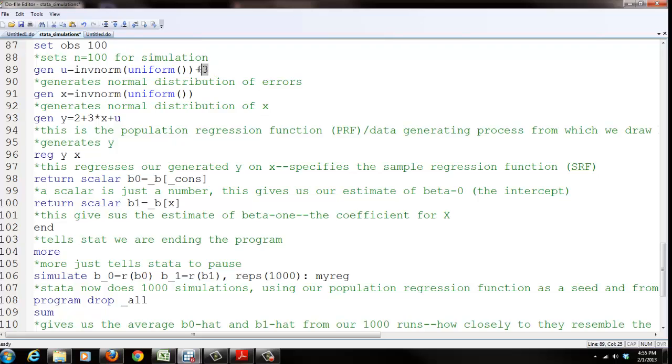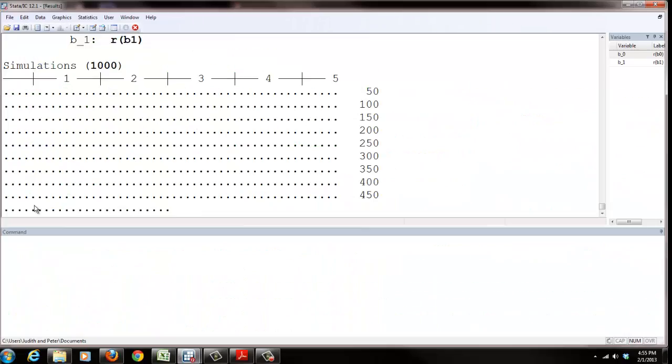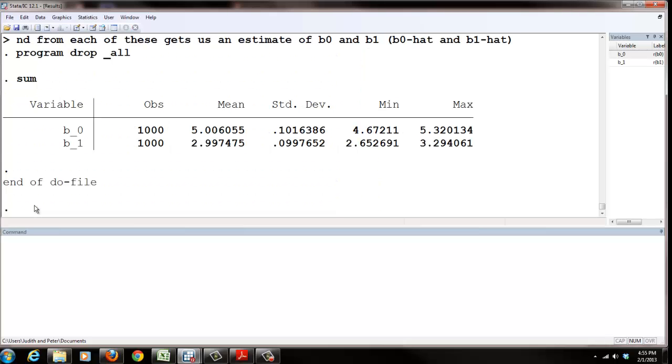So again, all that I've changed in this code is adding +3 to the code for u, which just tells Stata that rather than centering the distribution around 0 as is its default, and as we would expect given our assumptions, we're centering it around 3. Okay. Here we see that our estimate for the constant term is biased. However, our estimate for the coefficient is not biased.